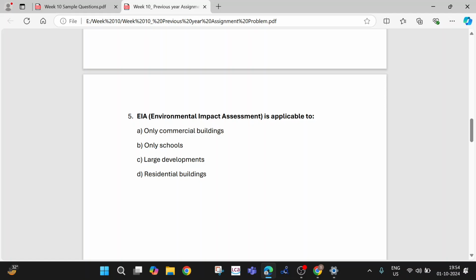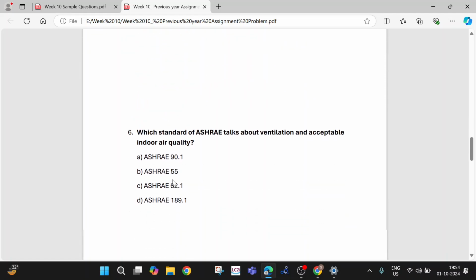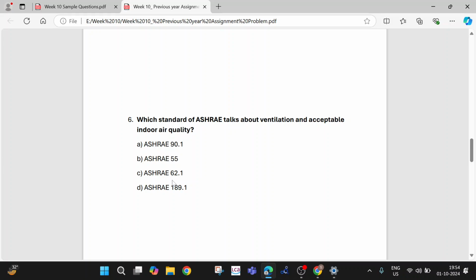So let's move to the sixth question then. Here is the sixth question. This also, I hope you will be able to answer correctly. This standard I have discussed when we were discussing the chapters, different parts of ventilation. Which ASHRAE standard shows the standards for ventilation and acceptable indoor air quality?